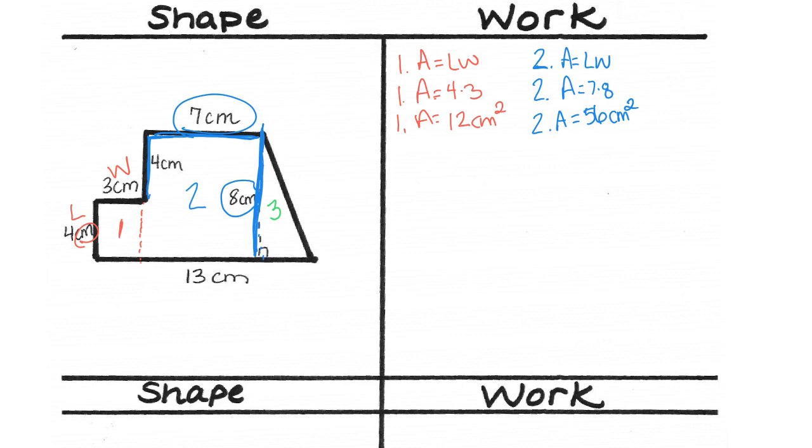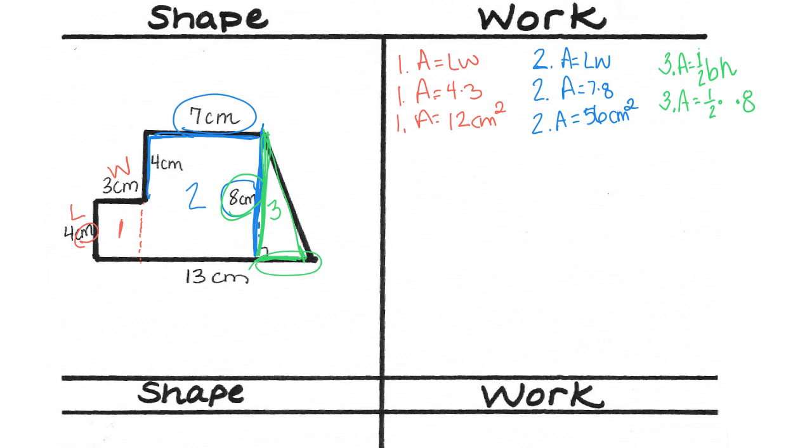Okay, last one. Last one's our triangle. So the area of a triangle is 1/2 base times height. So we have 1/2 our base times our height, which we can replace with this 8. But we need to find our base still.